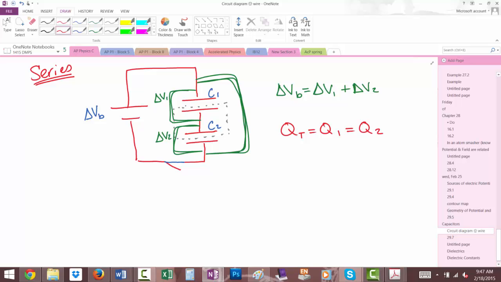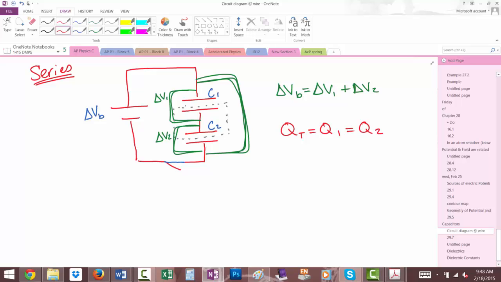Because if the middle part's zero, then all the positive charge is on... When we talk about the charge stored, we're just talking about a magnitude. Right? So this plate has positive charge, this plate has negative charge. The positive and negative here will always be equal by definition because of the capacitor. If they're in series, the amount here and the amount here must be the same. Is that okay with you?